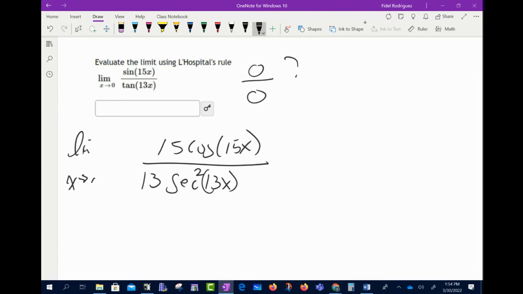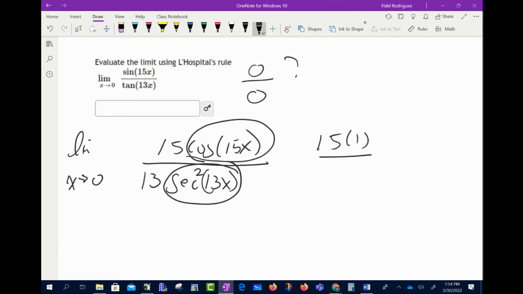Okay. Now we're going to take our limits, y'all. Now we're going to take the limit as x approaches 0. So I know that the limit of cosine of 15x is going to be 1. So that's going to be 15 times 1. Secant of 13x is also going to be equal to 1. So my answer is just 15 over 13, right?